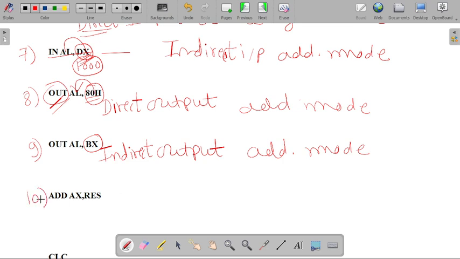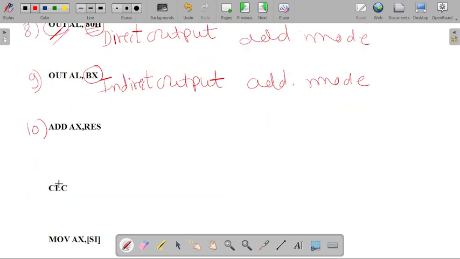Now in the next example, what is given? That is ADD AX, comma result. Result is the variable, and whenever we are writing ADD AX, comma result, we first of all have to identify what is the variable in that source operand. So in that source operand, the variable will be given, and in the destination operand, the register will be there.